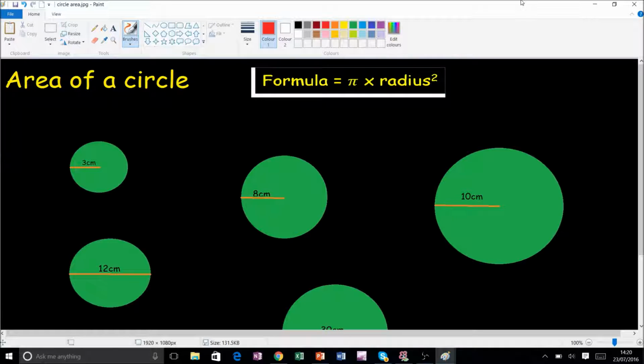And today we're going to be looking at calculating the area of a circle, which isn't too bad actually. Okay, well, let us begin without further ado.